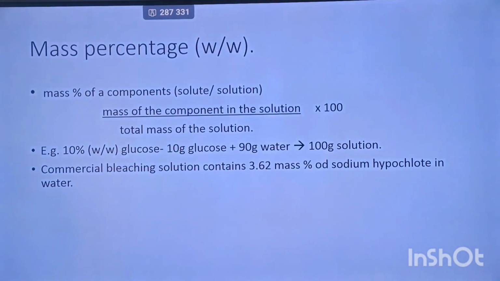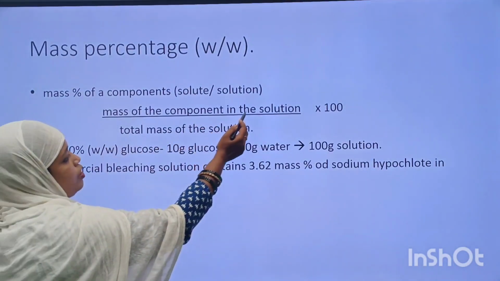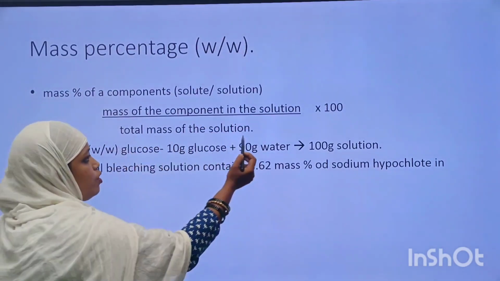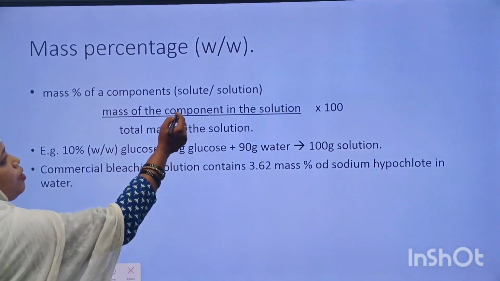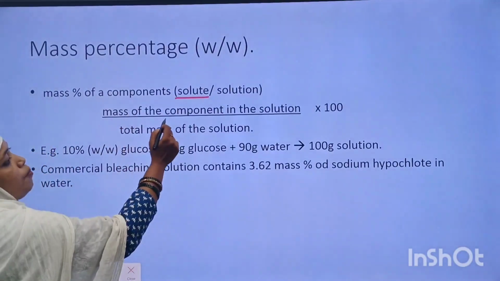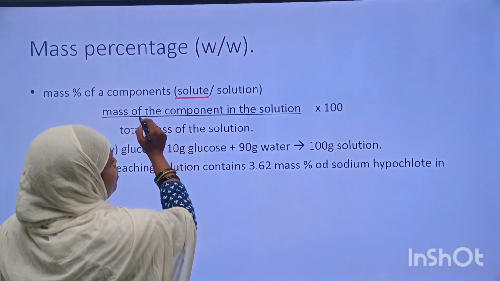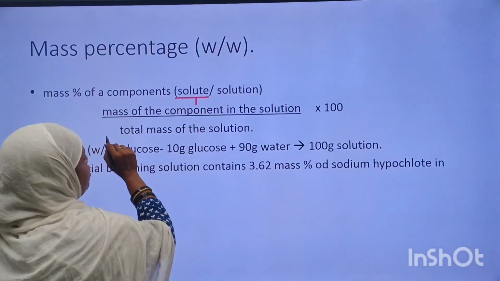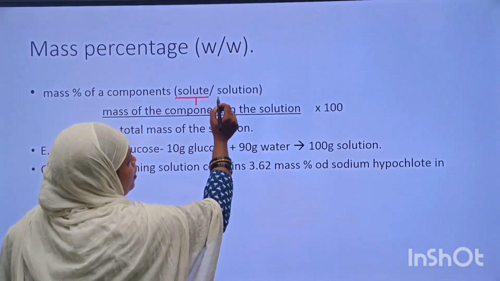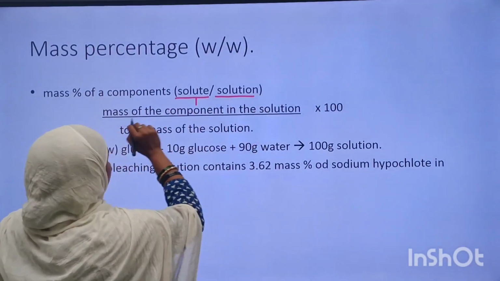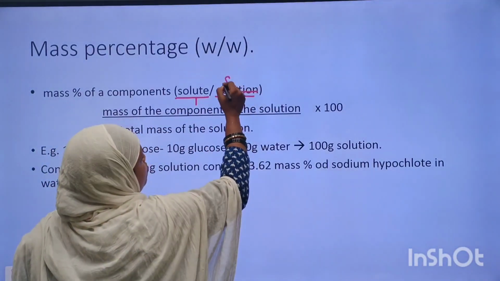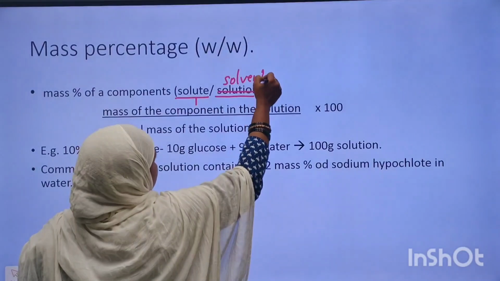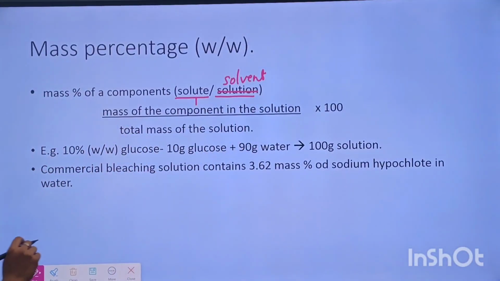Now, mass percentage of a component is the mass of the component in the solution upon the total mass of the solution, into 100. If you want to find the mass of a solute, you can say mass of the solute upon total mass of the solution, or if you want to find the mass of the solvent, mass of the solvent upon total mass of the solution. Actually, this should be solvent. So either of these factors can be found out.